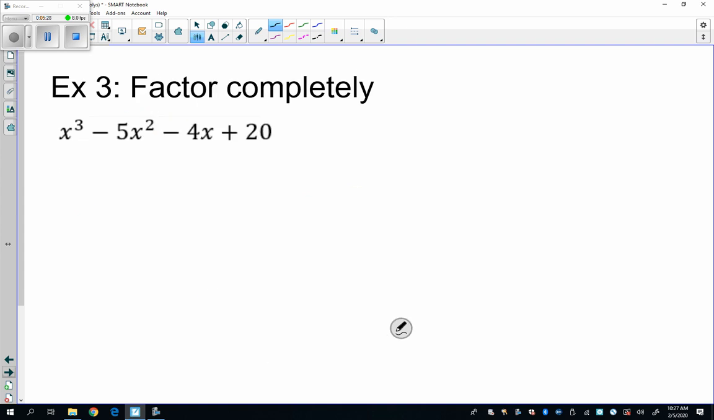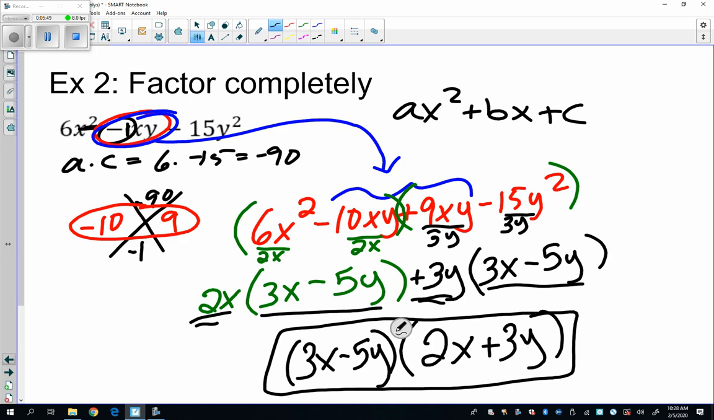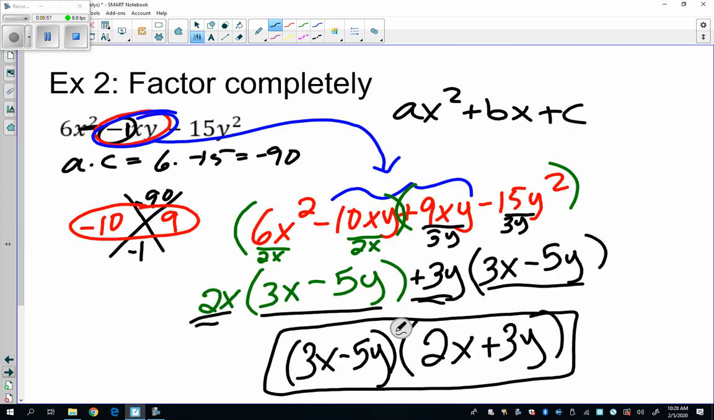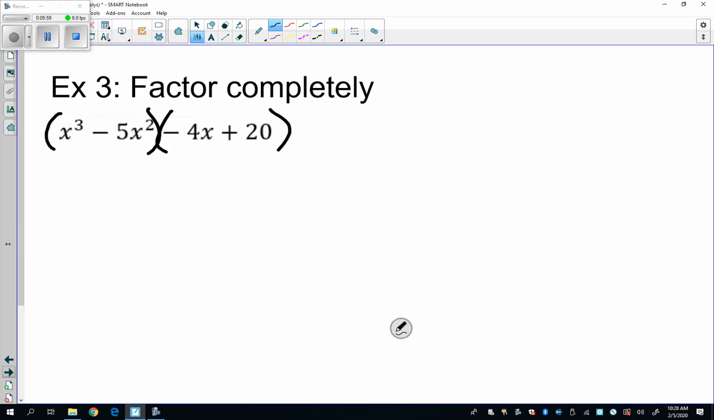And our last example today is similar to our last problem, except now it's 4 terms. With 4 terms, we're jumping right to grouping. Anytime you see 4 terms, let's just group it right away and look for the greatest common factor. So we're jumping right to step 5, where we're regrouping it. Look for your greatest common factor. The greatest common factor of the first 2 terms is x squared. Divide the first term by x squared. Divide the second term by x squared.